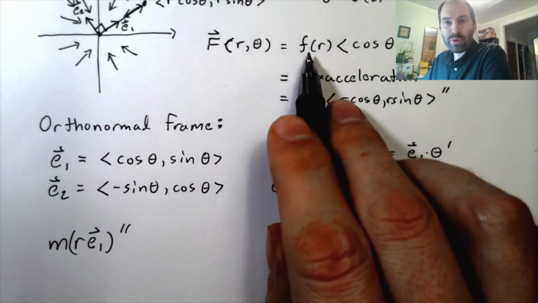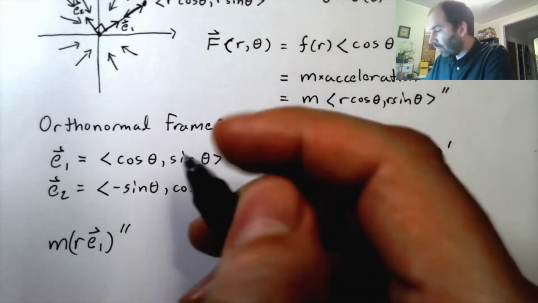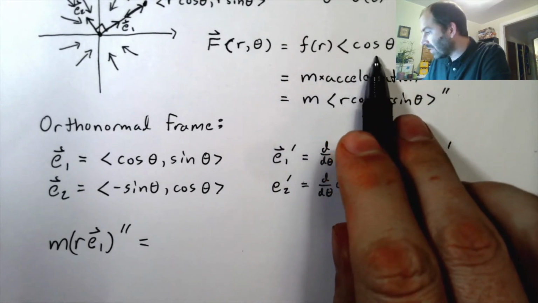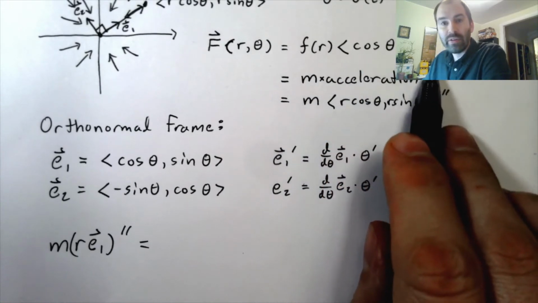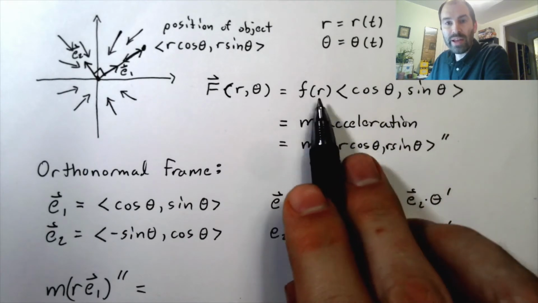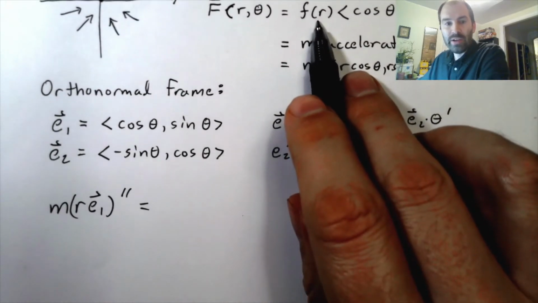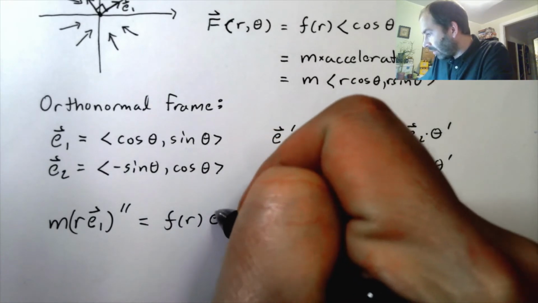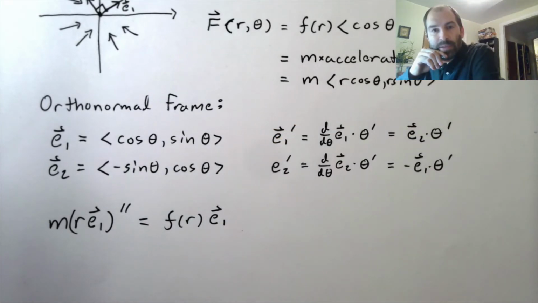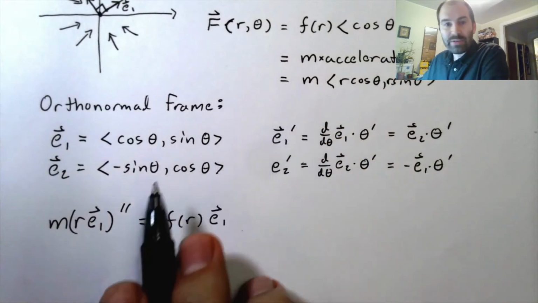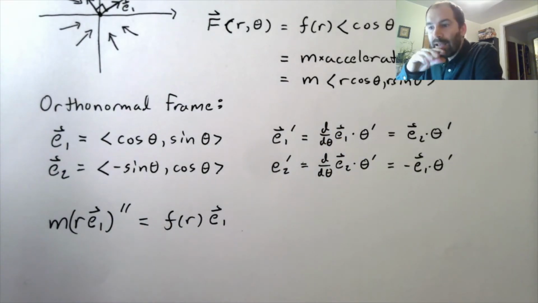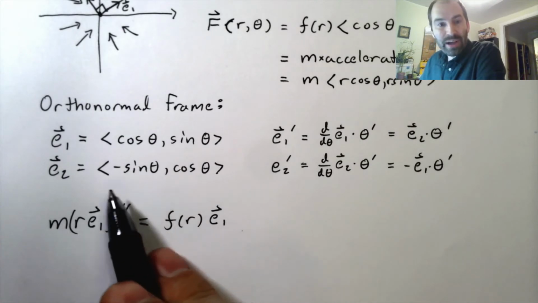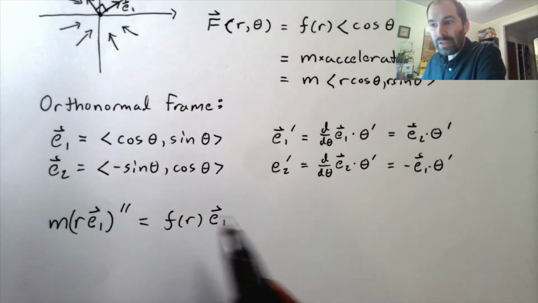Now what about our force vector field? Well, it's equal to that. And our force vector field is, what's this? This is also E1, and it's multiplied by f of r. So this is equal to f of r E1. So we can rewrite all that stuff in this form. Now our goal here is to expand this stuff out. So let's do that.